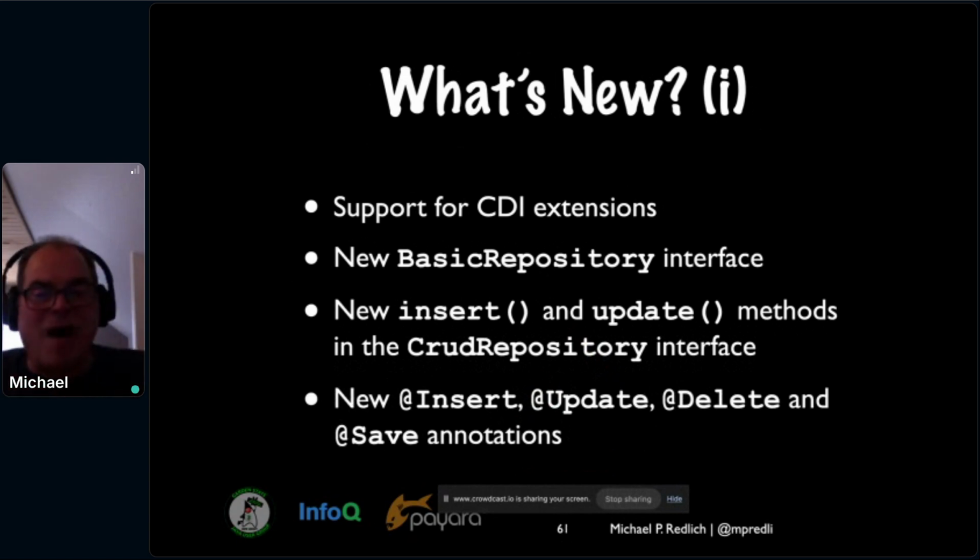There is a data repository. Basically, it's kind of empty, so if you really want to do something from scratch, you can use that one. There's also a CRUD repository, for CRUD operations. You have new methods for that, and you have new annotations that you can use as well.